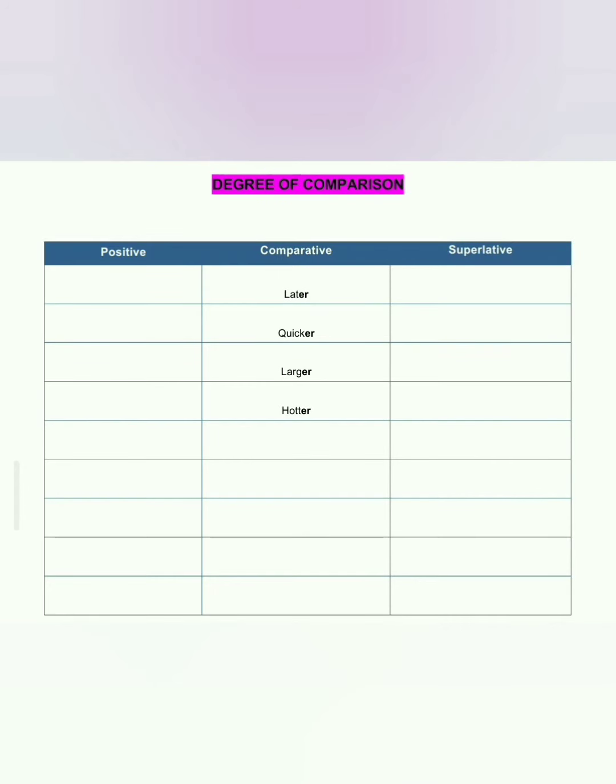Earlier, we had looked at the word larger. So, what is the positive degree of larger? If it is large and comparative degree is larger, what is the superlative degree? Largest.